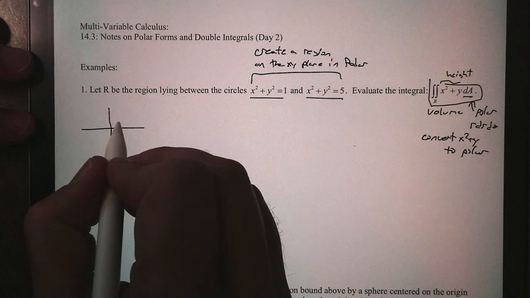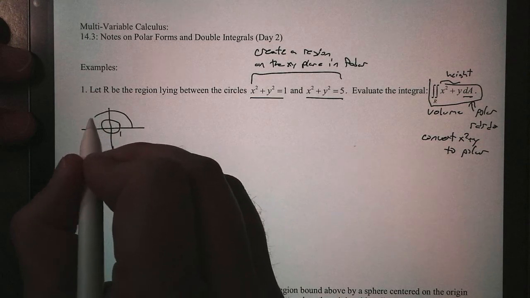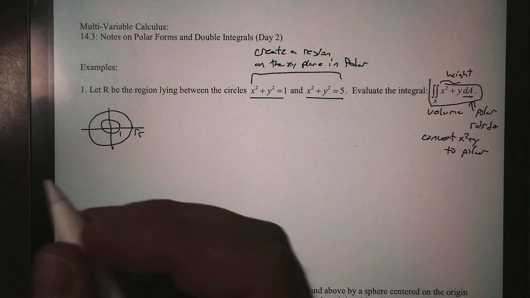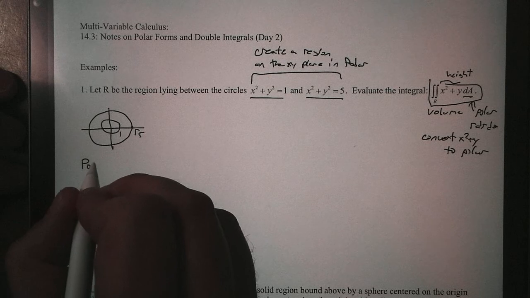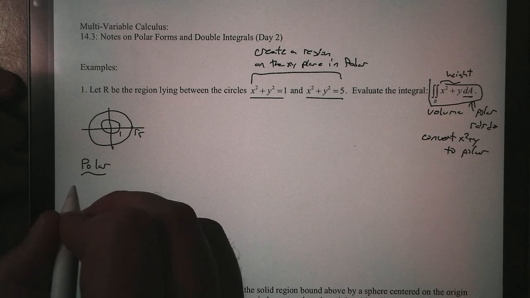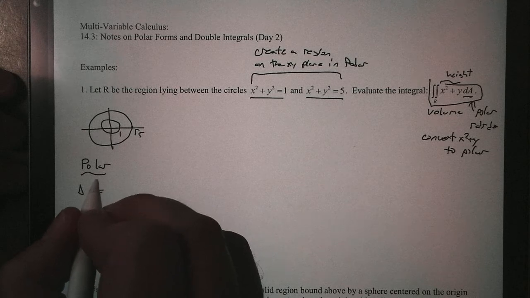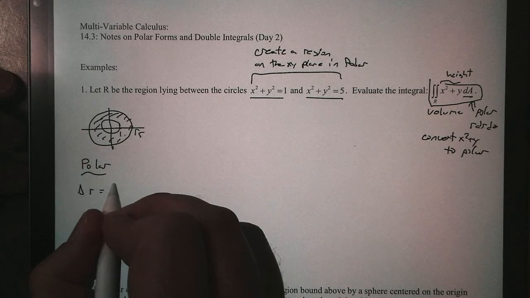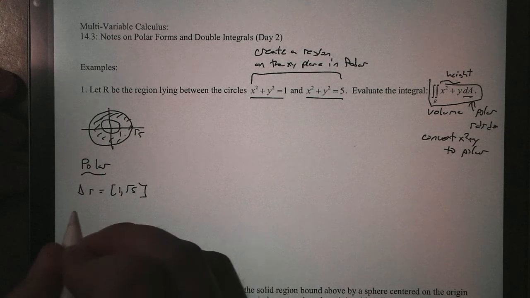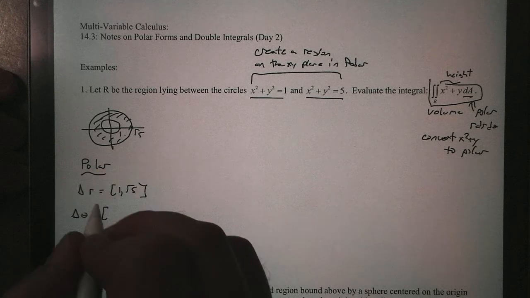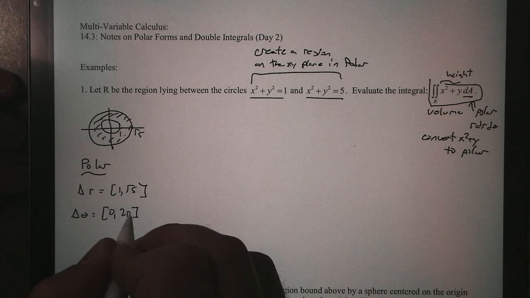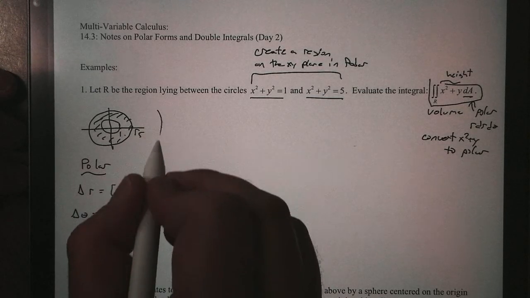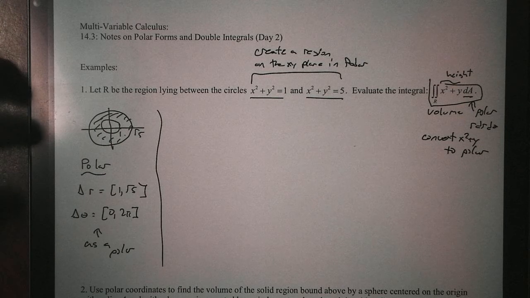My first circle has a radius of 1. My second circle, still at the center, has a radius of square root of 5. So in polar form, I can easily get my formula. My change in radius, since I'm only looking for the shaded part here, is going to go from 1 to square root of 5. My change in theta, well, I'm going to go full circle, so 0 to 2 pi. Now remember, this is as a polar region. Okay? And that's what you want. It's going to make it much easier for us.